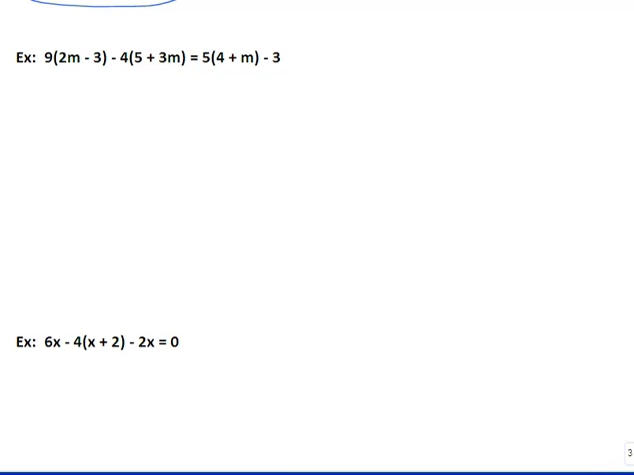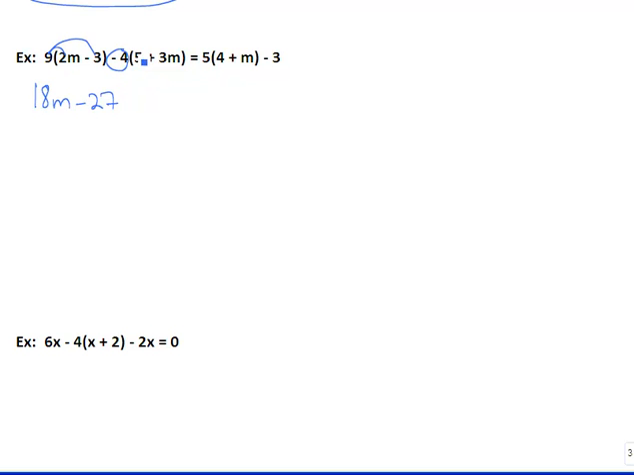Next example, more parentheses, a little bit more distributing involved. So first step, distribute any coefficients out front of those parentheses. So 9 times 2m is 18m. 9 times minus 3 is minus 27. On this second set of parentheses, you want to be really careful. One common mistake that students really make quite often is forgetting to distribute any negatives.